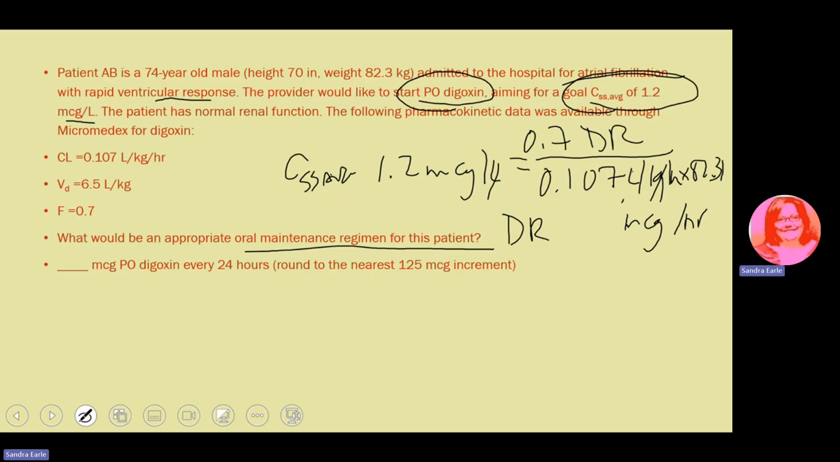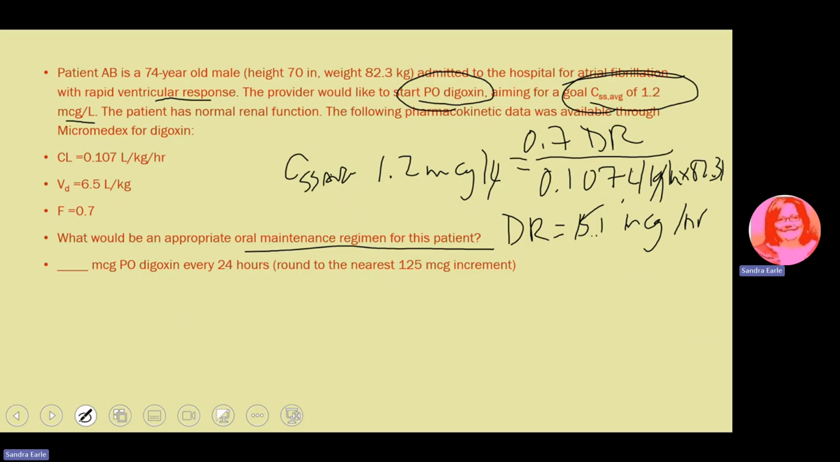So let's plug and chug this one. 82.3 times 0.107 times 1.2 divided by 0.7. So our dose rate is 15.1 micrograms per hour.